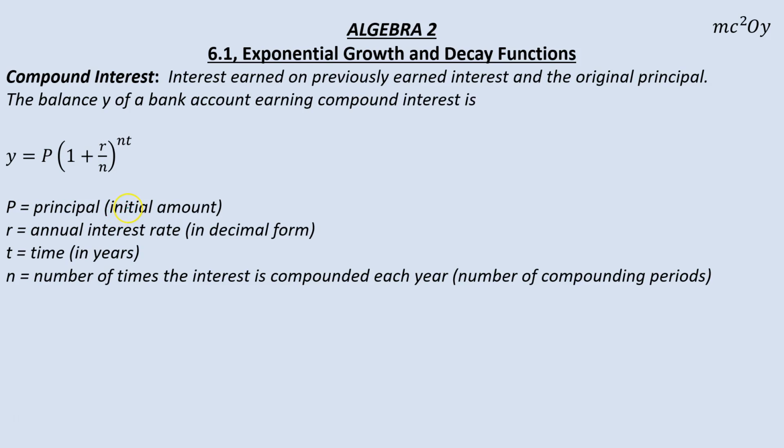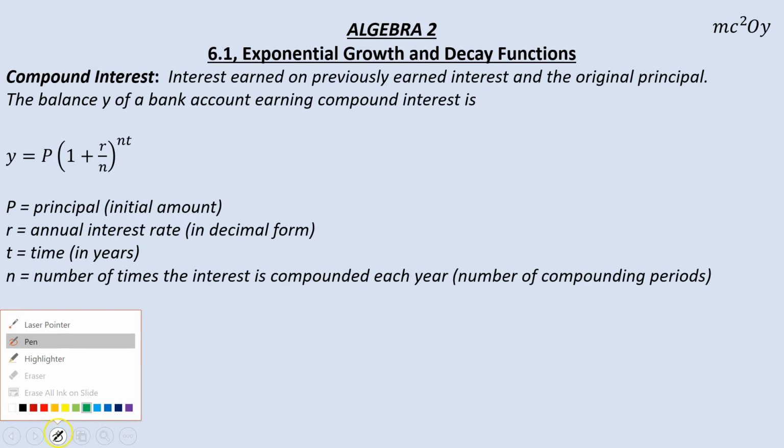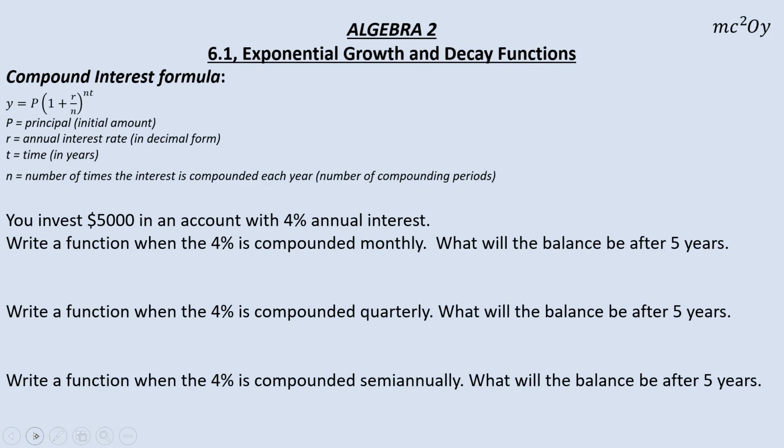P is principal, the amount you invest. R is your annual rate. T is your time in years. And n is the number of times the interest is compounded each year, so it's the number of compounding periods. Okay, so I'm going to show you how to deal with this when we're doing a problem. I have this formula up here, and I've copied it onto this page. Let's go ahead and talk about an actual problem. It's easier to show in this way.